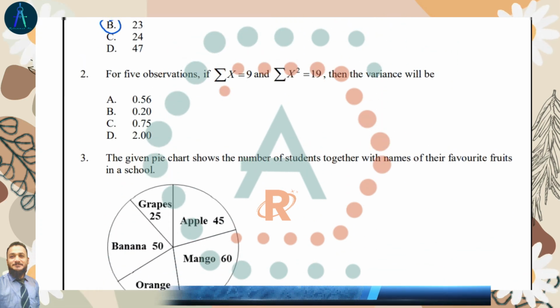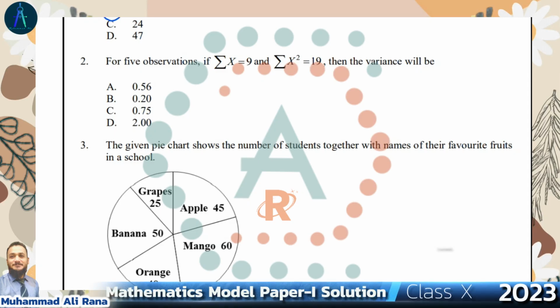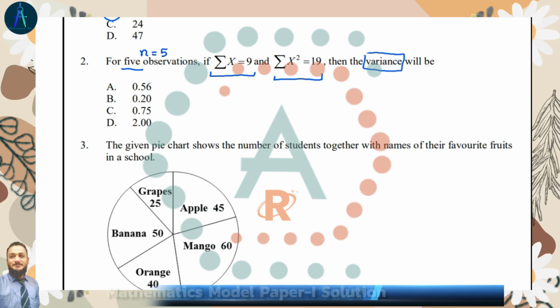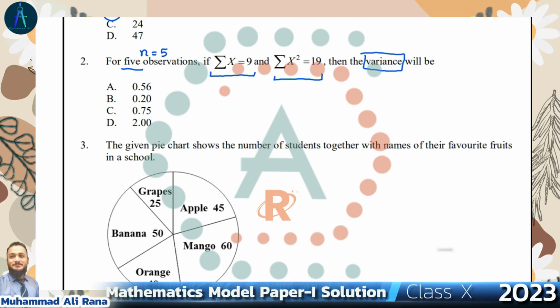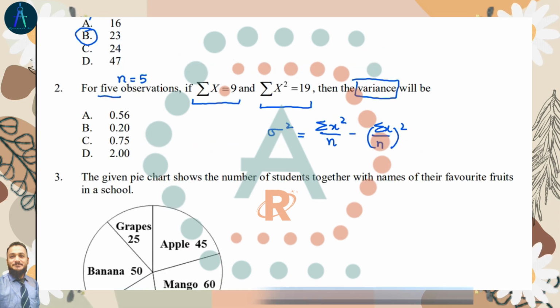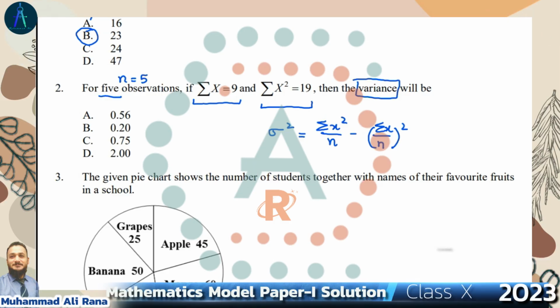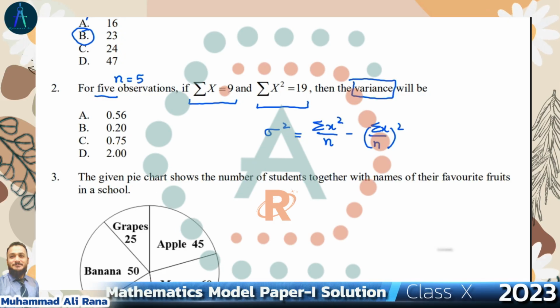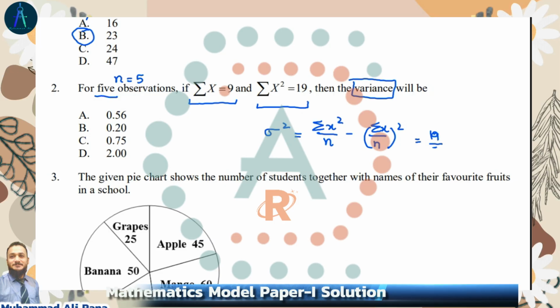Now let's see question number 2. In question number 2, we have 5 observations, and this means we have n is equal to 5. And in n5, the summation x is 9 and summation x square is 19. हमें मालूम करनी है variance. So हमारे पास variance का formula जो कि first page पर मौजूद था, उस formula को use करके variance calculate करते हैं. Okay, so here we have the formula for variance, summation x square, and this question is 19. So यहाँ हम 19 substitute कर देते हैं, divided by 5.